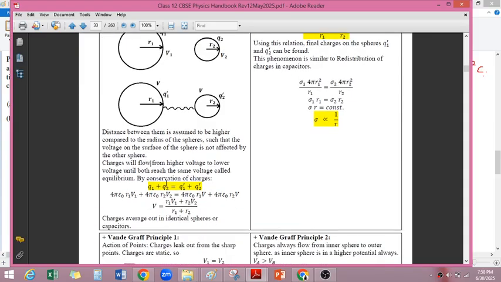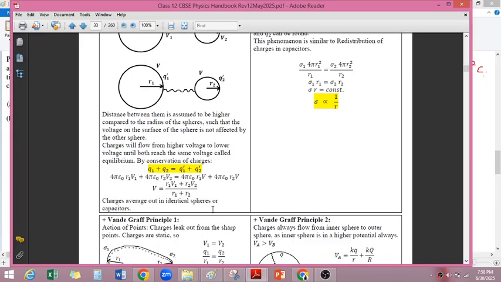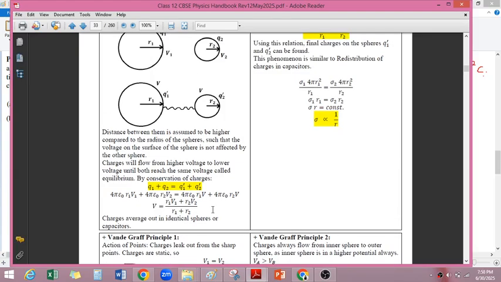Then V is equal to KQ by R. So if you derive from that, 4 pi epsilon naught R1 into V1. So 4 pi epsilon naught will cancel everywhere. Why V? Because V is common in both the spheres. Both will have the same V. So here V and here V, so you can take V commonly out. So R1 plus R2 will go to the bottom. So R1 V1 plus R2 V2 by R1 plus R2. Okay, so that will give you the total final charge.